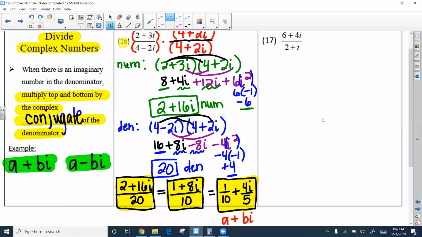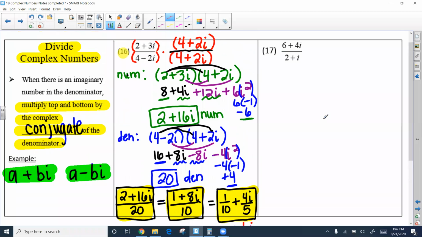Okay, so that's what multiplying looks like. We're not actually multiplying anything. That's what dividing looks like. We're not actually dividing anything. We're multiplying by the conjugate. All right, we're gonna do one more example with multiplying and then we'll stop and do some practice problems with the dividing. Okay, so write down the next example, number 17.